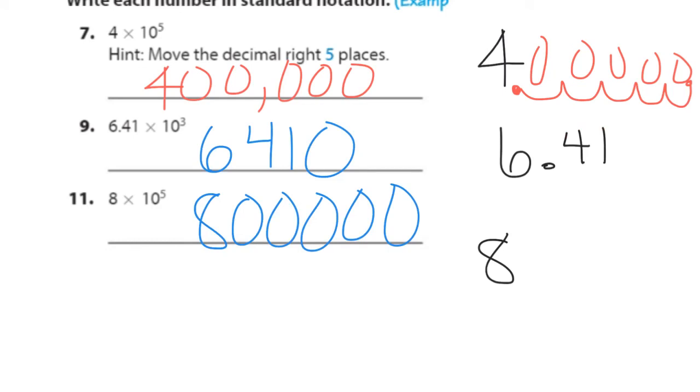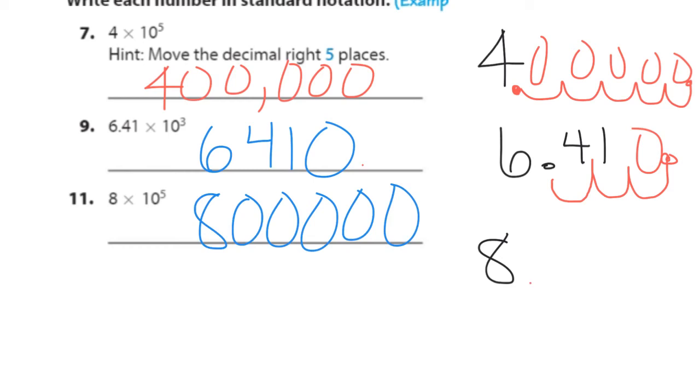Okay, so my answer for number 9 is 6,410. And this told me to take my decimal point and move it 3 spaces to make the number larger. 1, 2, 3. That's where it ended up. It ended up right there, but I don't have to put it on. But I have to fill in a 0.